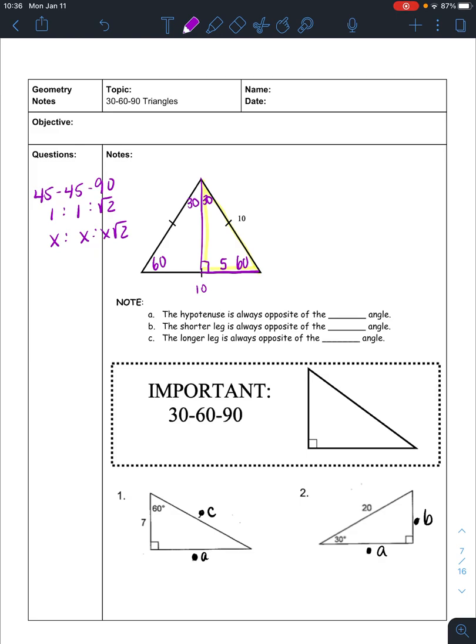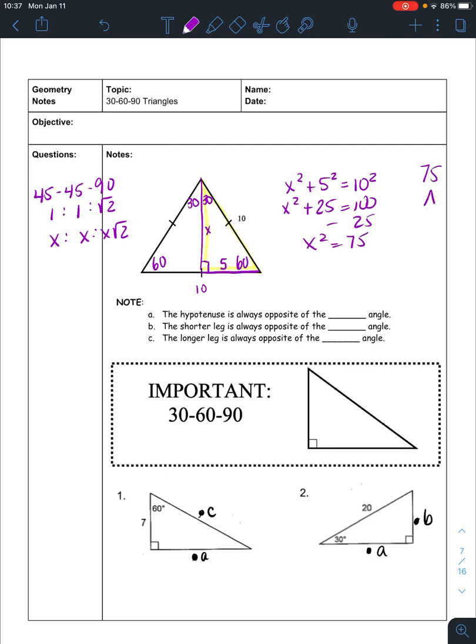And so then if I use Pythagorean theorem to find that other side, x squared plus 5 squared is equal to 10 squared. If we go in and simplify this, we get x squared plus 25 is equal to 100. Subtract 25 from both sides and you get that x squared is equal to 75.